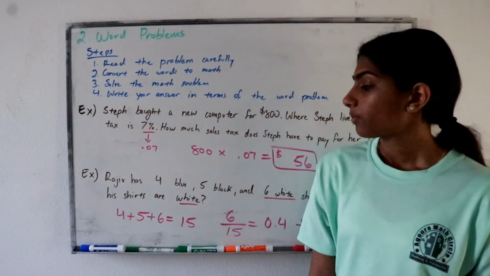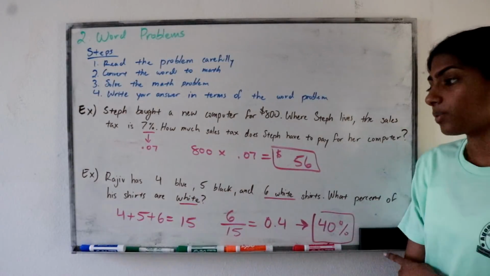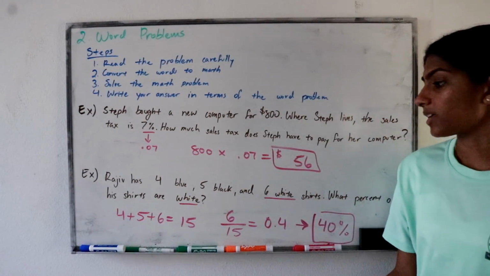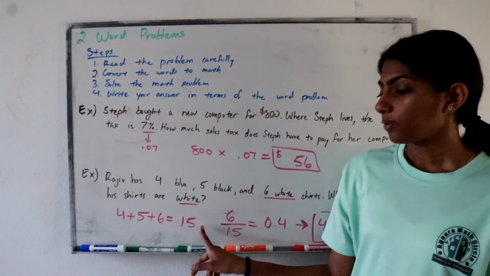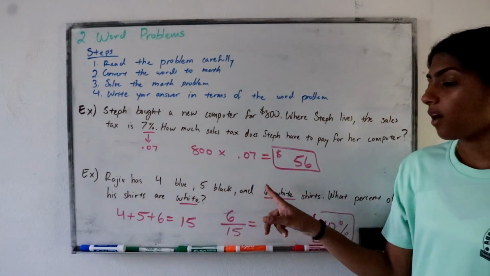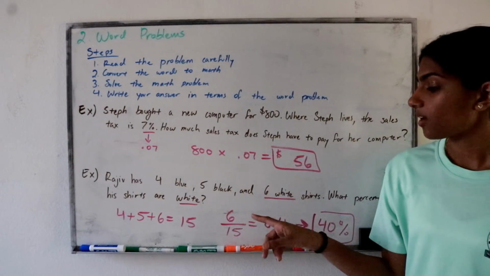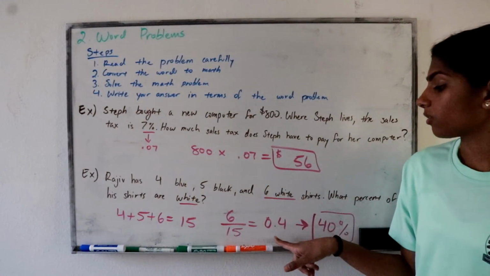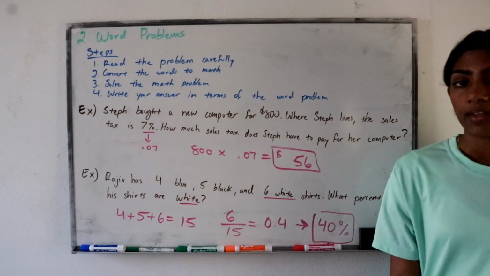So next example, Rajiv has 4 blue, 5 black, and 6 white shirts. What percent of his shirts are white? The first thing we want to do is find out how many total shirts he has. You can just do that by adding them up. 4 plus 5 plus 6, what does that equal? 15. Then you're going to find how many white he has. So of the 15, he has 6. That's why we say 6 over 15, because of the 15 shirts, 6 of them are white. Then you're just going to divide and find the decimal form, which is 0.4, and then turn that into a percent form, 40%. And that's our answer.